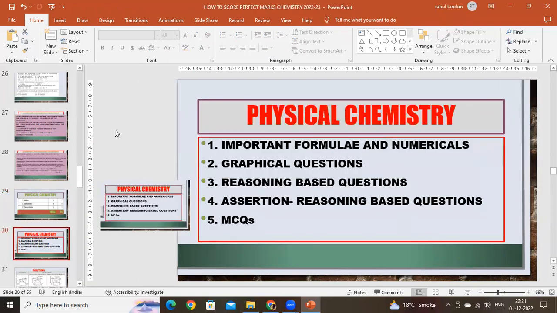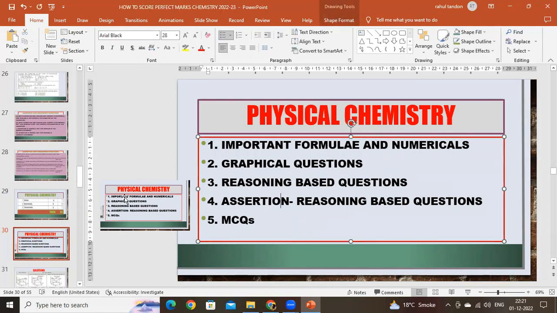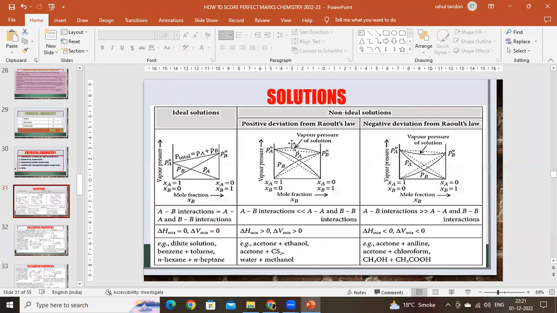So what are the things which are important in physical chemistry? Of course, all the important formulas and numericals. Then in chemical kinetics, the questions are basically asked from the graphical portion. Then of course the reasoning based questions, assertion reasoning based questions, and MCQs. Now let us start. Let's go to the next slide.